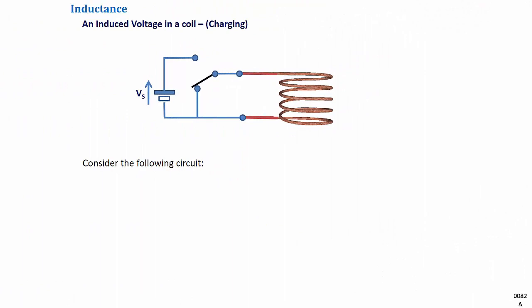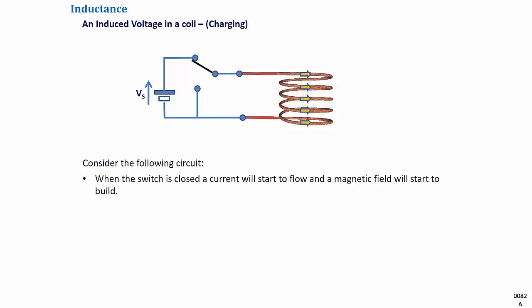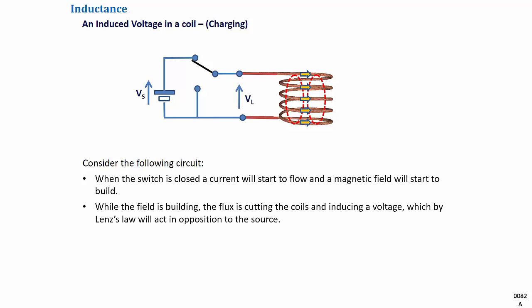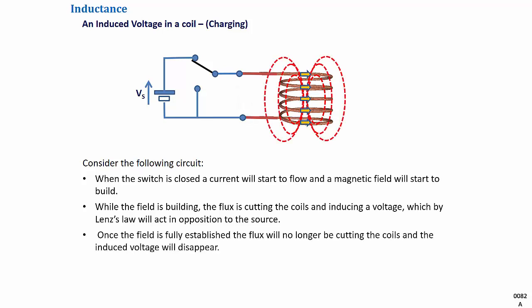To understand how a voltage is induced into a coil, consider the circuit shown. When the switch is closed, a current will start to flow and a magnetic field will start to build. While the field is building, the flux is cutting the coils and inducing a voltage, which by Lenz's law will be in opposition to the source. Once the field is fully established, the flux will no longer be cutting the coils and the induced voltage will disappear, at which point the only thing limiting the current will be the resistance of the coil.